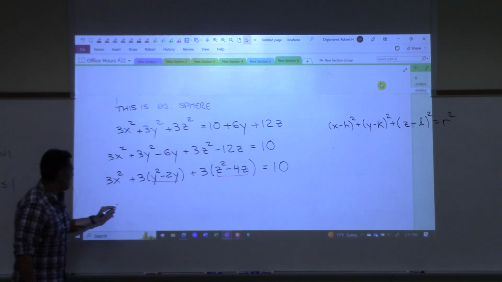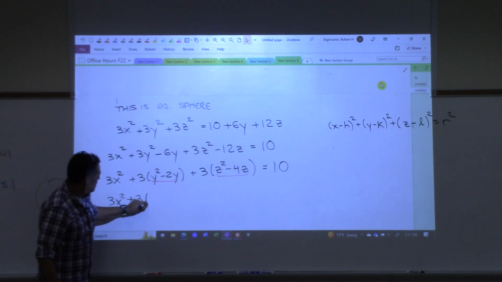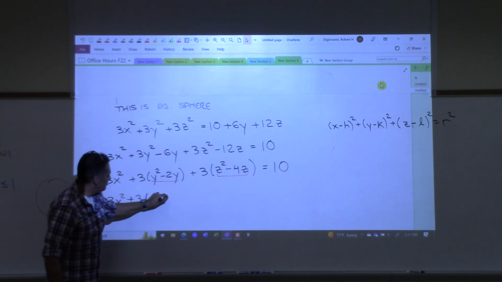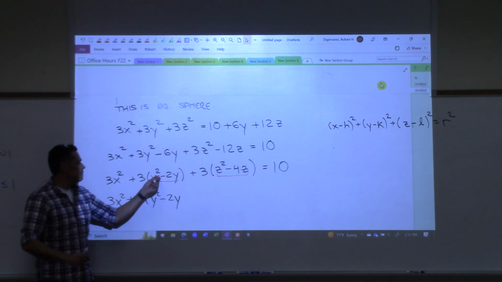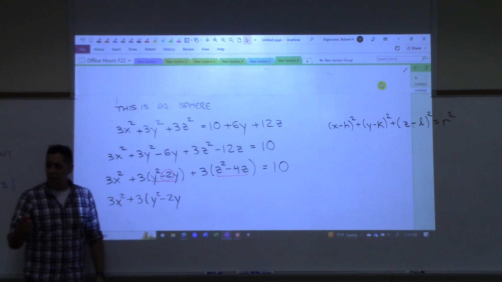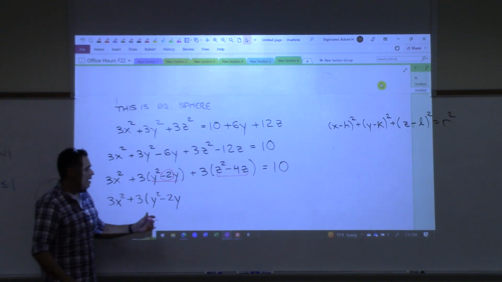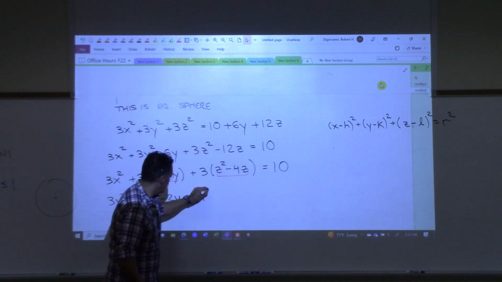Yeah? I'm going to write it down. Take y squared minus 2y. I'm going to take half of this number. Half of that number is -1. I'm going to square it. -1 squared is 1. I'm now going to take that 1. I'm going to add it and subtract it.